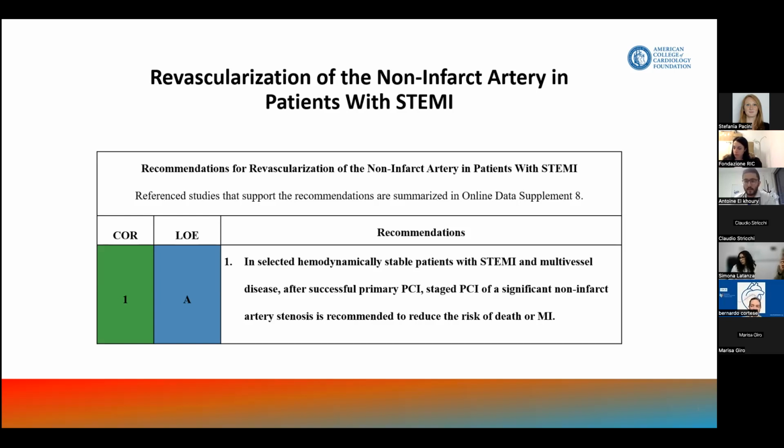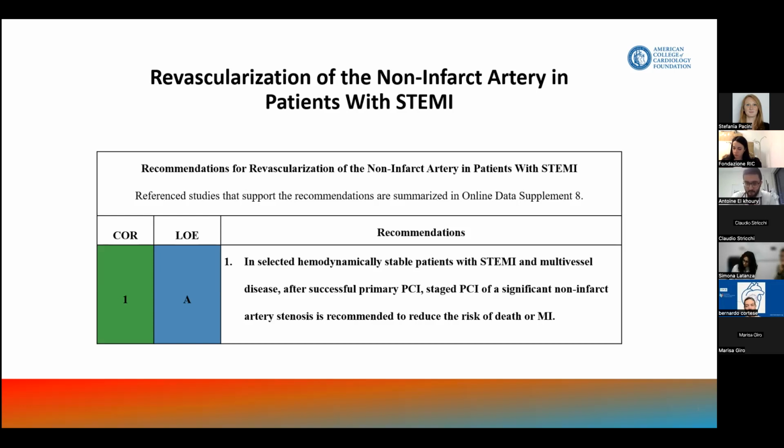Please. Okay. So we have the recent 2021 ACC guidelines that mention these topics. And we have a class 1 level of recommendation A, meaning that we have to do this in patients that present with ST elevation MI and are hemodynamically stable, that are not in cardiogenic shock. We need to stent the culprit vessel first, the vessel that causes the MI. And if we have additional lesions in other vessels that need treatment, we need to do complete revascularization, but it does not have to be at the same time. It has to be a staged PCI.